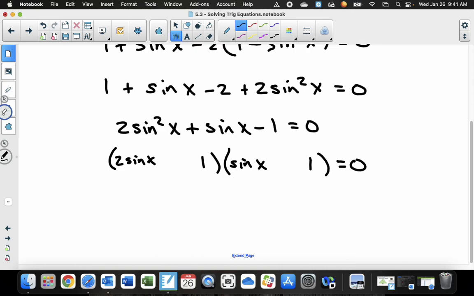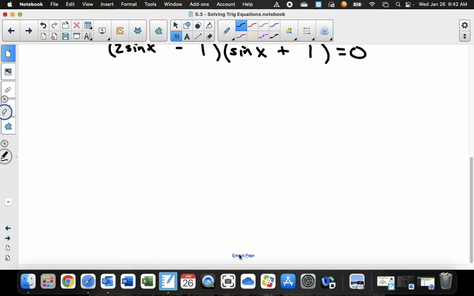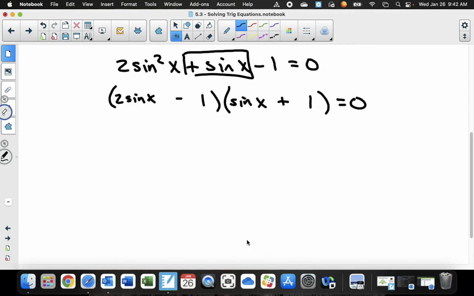Inside gives you 1 sine x. Outside gives you 2 sine x. From that combination, you need a positive 1. So that means I need that to be positive and that to be negative. You'll get a negative sine x, and you will get a positive 2 sine x. And now we are right back to zero product property and finish this problem off.